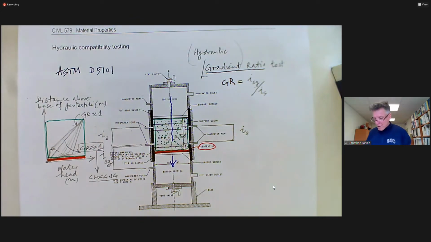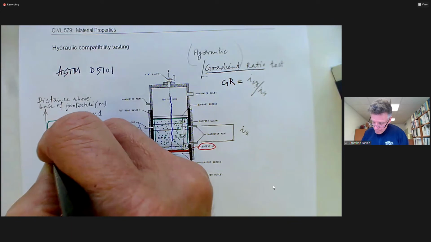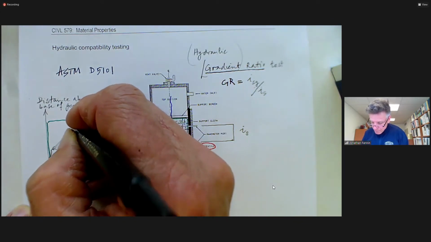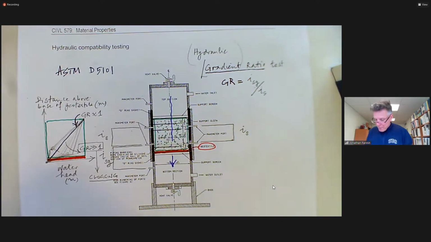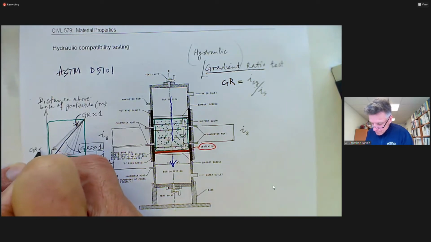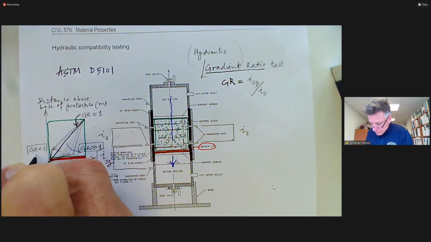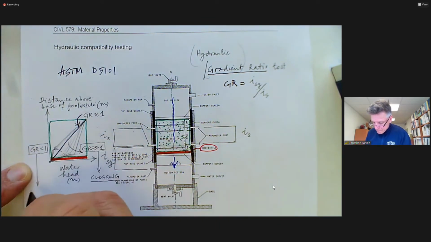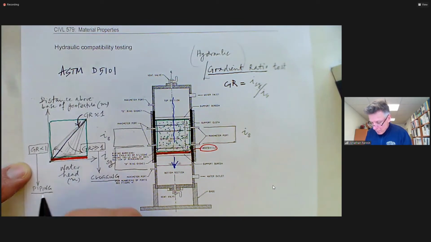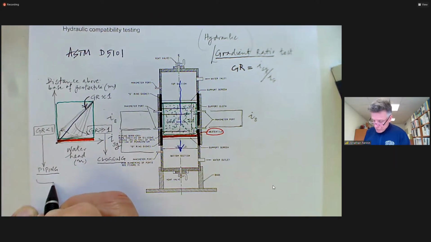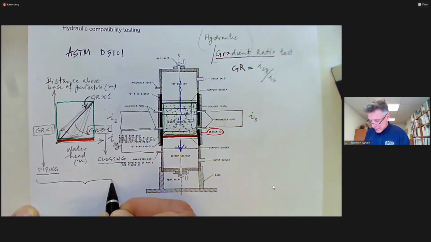So our perfect world of a gradient ratio of 1, let me put that through there like this. That's our gradient ratio of 1. And a gradient ratio less than 1 would be indicative of piping. And whether we have piping or clogging is a measure of soil geotextile filter compatibility.